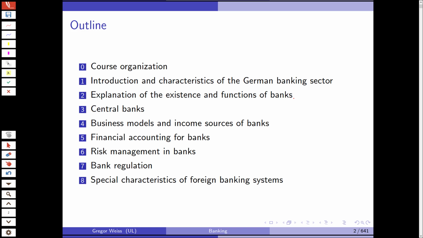And last but not least, I want to talk a little bit about the US banking sector and the UK and the Japanese banking sectors, because they are of special interest. They are different, and they have seen their fair share of banking crises that have had a profound impact on these economies, and that's why we need to talk about especially the US banking sector.